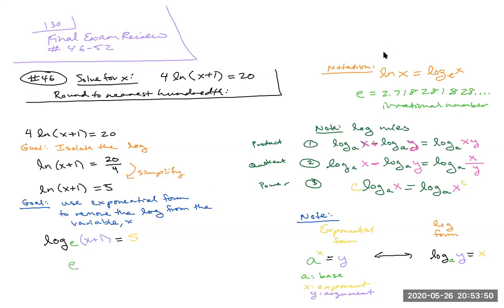So now that's e to the 5th equals x plus 1. Okay, so here I had log form, and then I went to exponential form. Now, the exponent is 5, and e is an irrational number, so e to the 5th is just a real number. Okay, so what I'm going to do is continue to simplify.